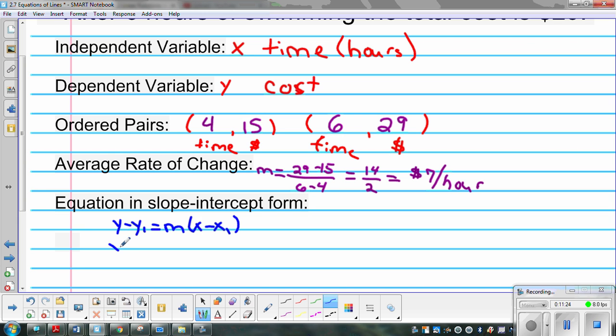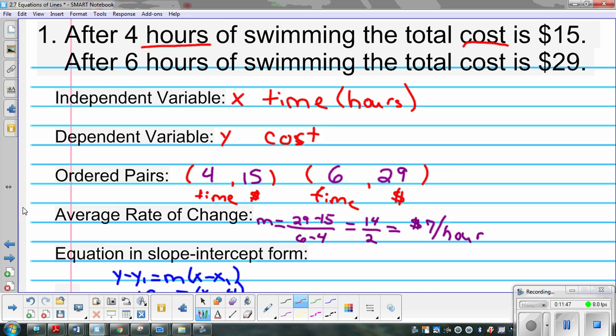I'm going to sub in the values. y minus 15 equals, there's the slope we found, 7, times x minus x sub 1, which is 4. So now we're going to distribute that 7. We're going to get 7x minus 28. We didn't touch anything on the left side, so we leave it alone, y minus 15.